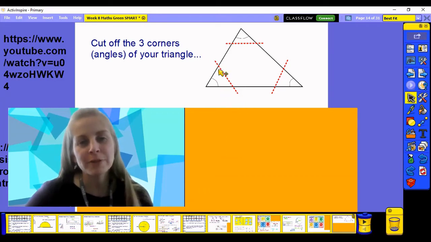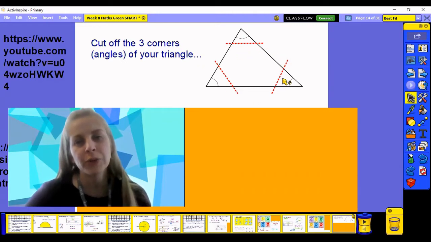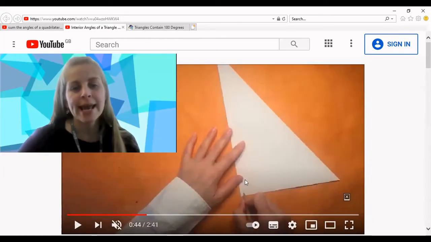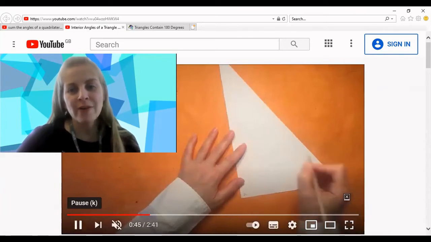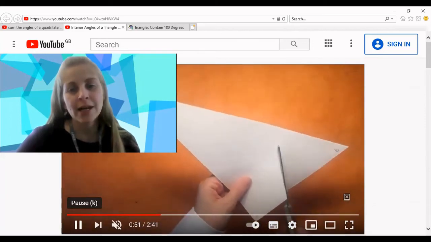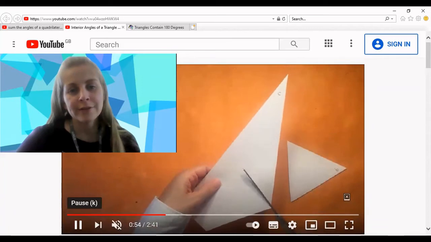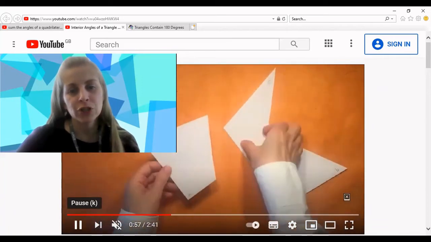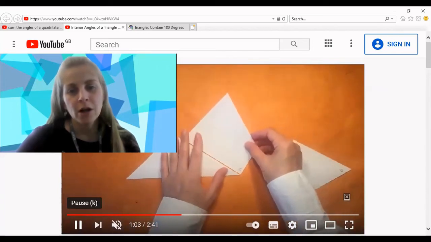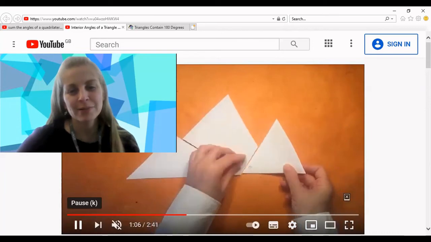But what you're going to be doing once you've created your triangle is cutting off the angles, cutting off the corners of your triangle, and then rearranging them together along a line. So what you'll need to do is label, as you can see, the various corners and angles on your triangle, and then cut off, as we've just talked through, the different angles, the different corners of your shape. And then you need to rearrange them together along a straight line. Hopefully you'll see this able to work.